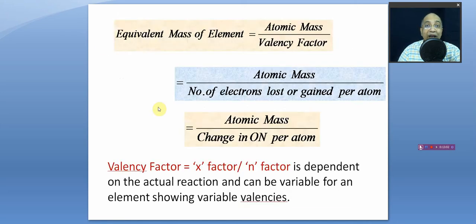So for a general sense, for a common student, the formula for getting equivalent mass of an element is atomic mass by the valency factor, or more correctly, atomic mass by the number of electrons lost or gained per atom, or atomic mass divided by change in oxidation number per atom. Same thing, from 0 to +3 or from +3 to 0. The change is 3. So that is the valency factor. So valency factor is sometimes called X factor.